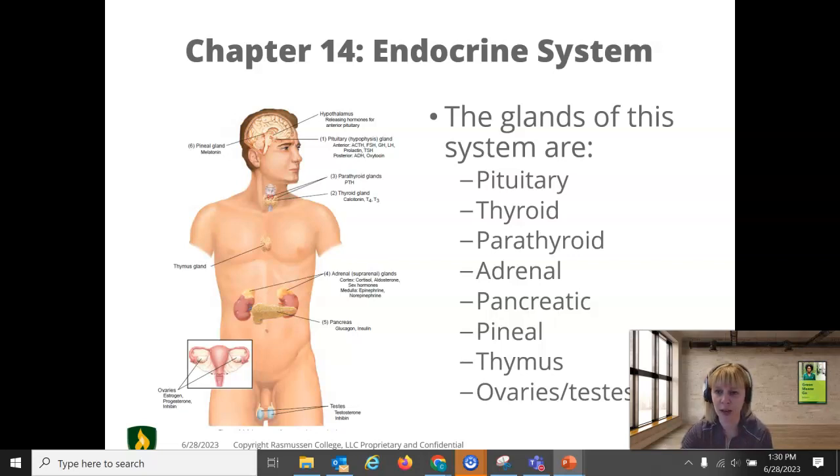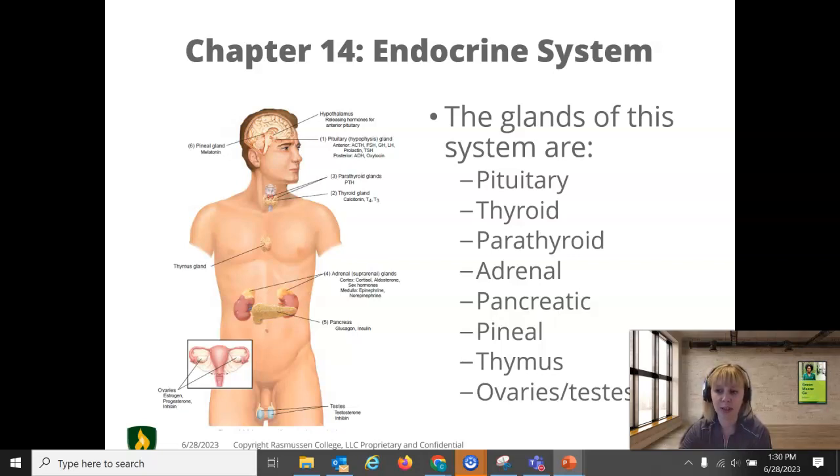We have our parathyroid next. These consist of at least 4 separate glands located on the posterior side or posterior lobes of the thyroid gland. The adrenal gland is a pair of organs, paired organs covering the superior or top surface of your kidneys. The pancreatic gland functions as an exocrine and an endocrine gland.